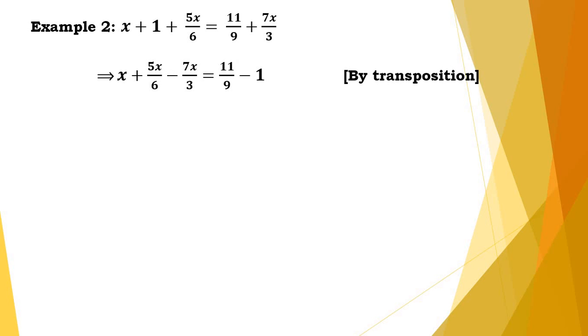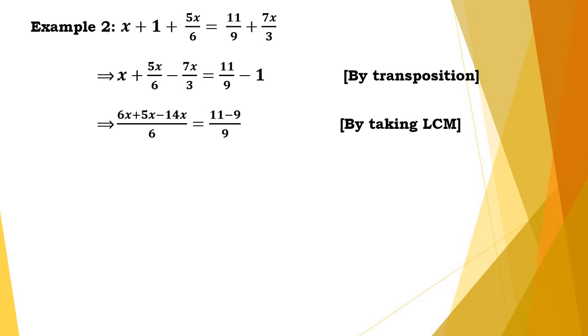Next example: x plus 1 plus 5x by 6 is equal to 11 by 9 plus 7x by 3. So here also we will do the same thing. We will first transfer all the terms having a variable to the left hand side and all the constant terms to the right hand side. So x plus 5x by 6 minus 7x by 3. So 7x by 3 has a plus sign in RHS, so it will become negative in LHS, and 11 by 9 minus 1. Now we'll take the LCM.